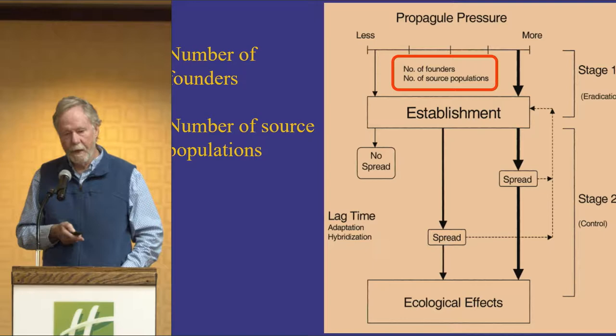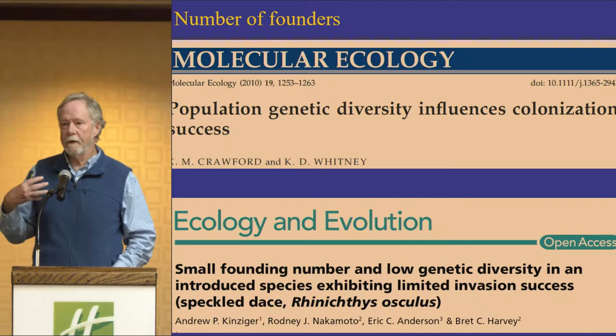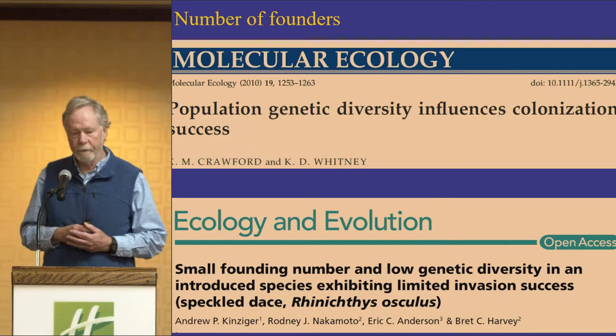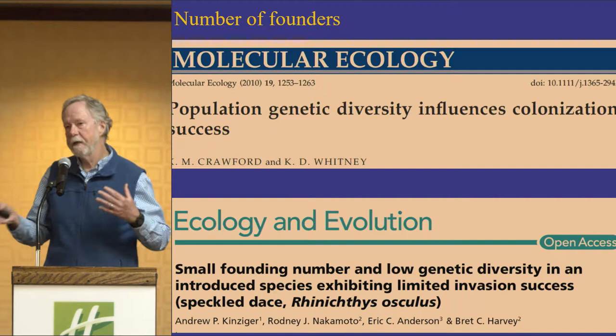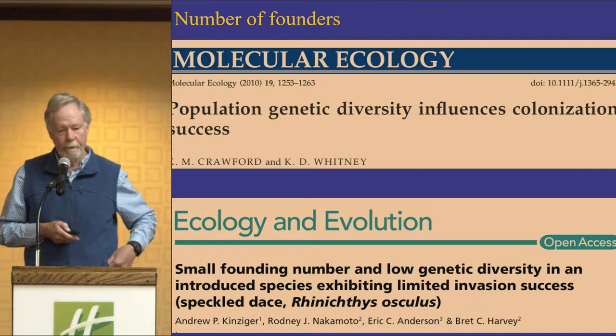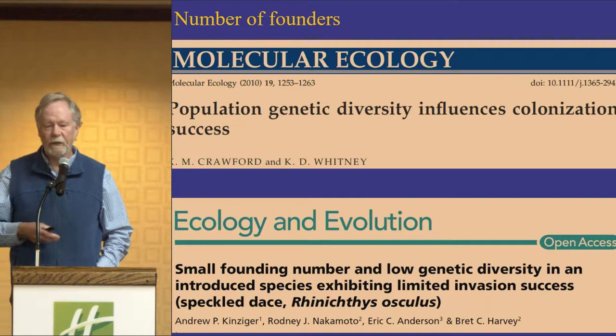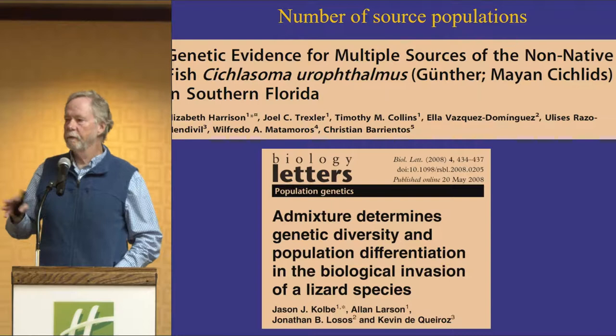It turns out that when more individuals are introduced, when there's more genetic variation in that initial propagule, the invasive species are more likely to be successful. There are a number of papers out there looking at the effect of the number of individuals introduced and how successful the species are in becoming invasive. And the second point is number of source populations.